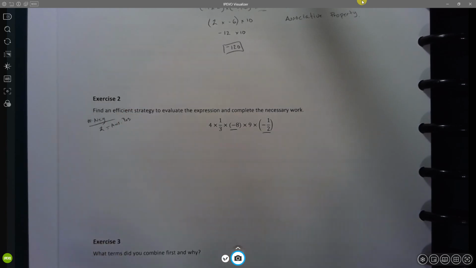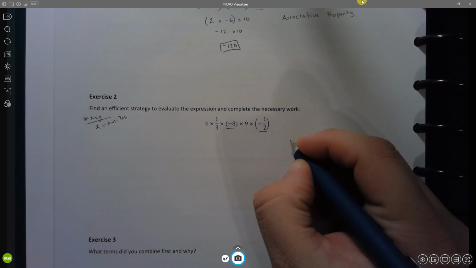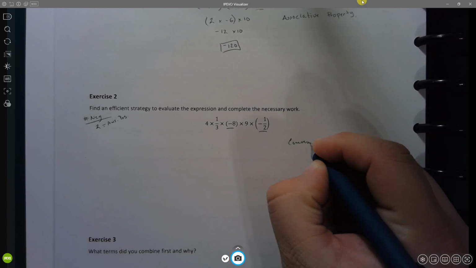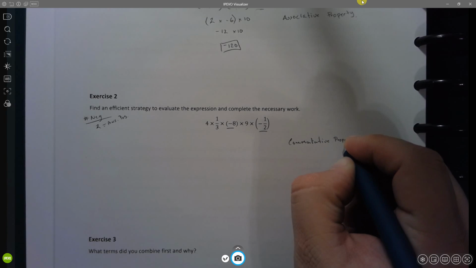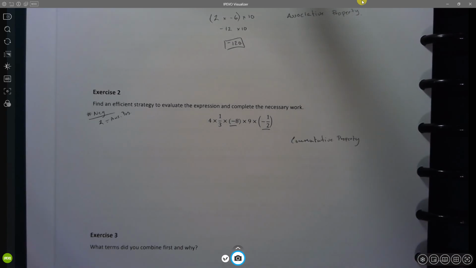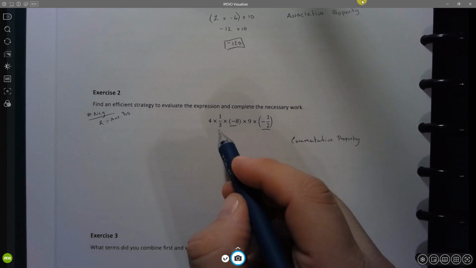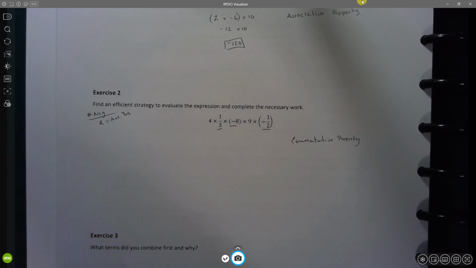Okay, so my answer is positive. So that I can tell you that I already know. Now, I need to use the commutative property because I want to move some stuff around. What do I want to move to get things closer together? I'm thinking to myself, what number would be best for me to multiply by the 1/3? What number would be best for me to multiply by the 1/2?